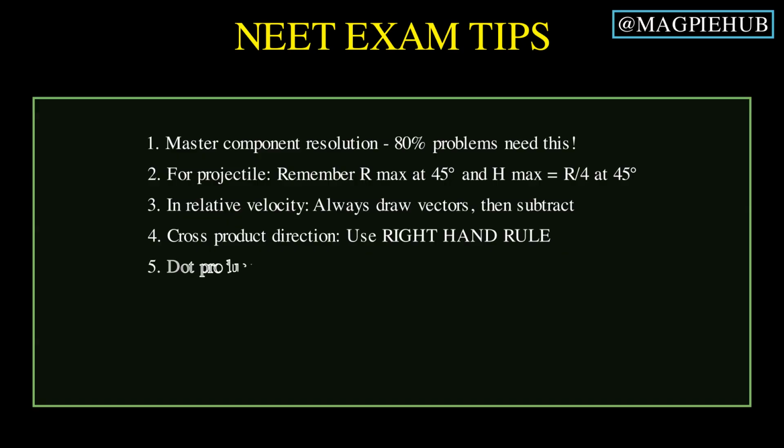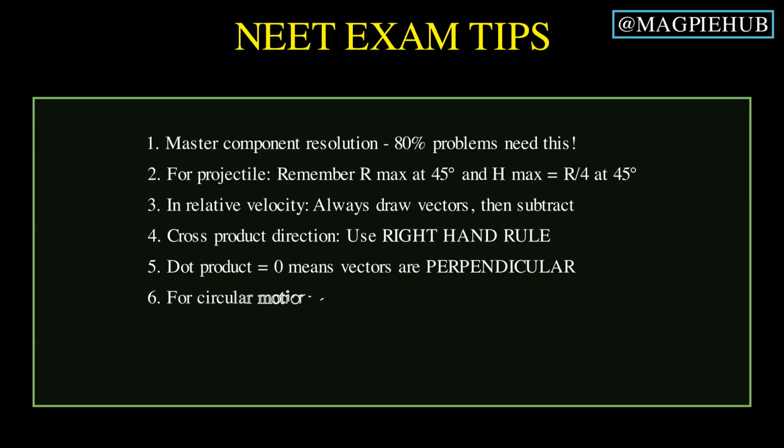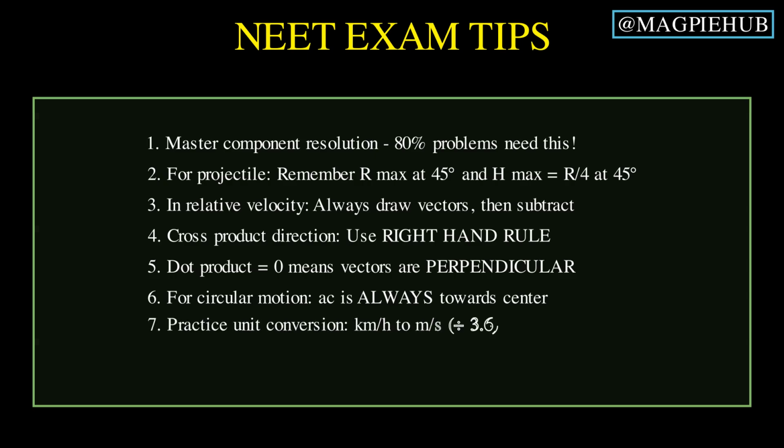If dot product is 0, the vectors are perpendicular. For circular motion, centripetal acceleration always points towards the center. Practice unit conversions. To convert kilometers per hour to meters per second, divide by 3.6 and memorize common trigonometric values.